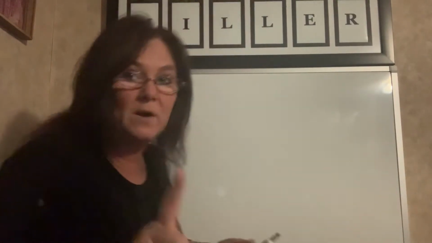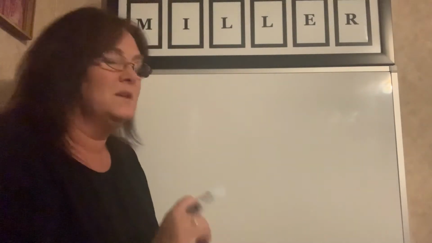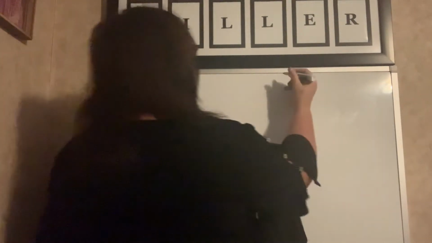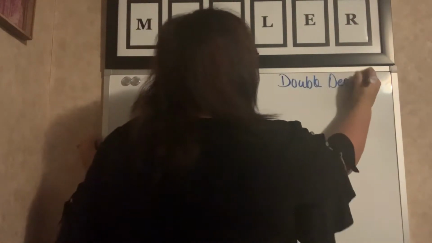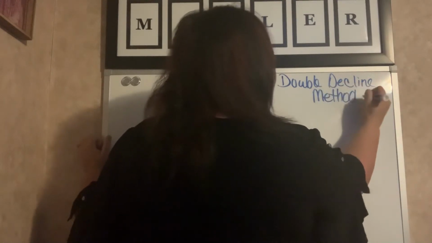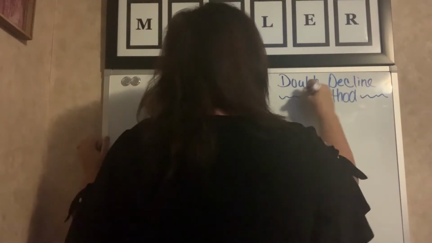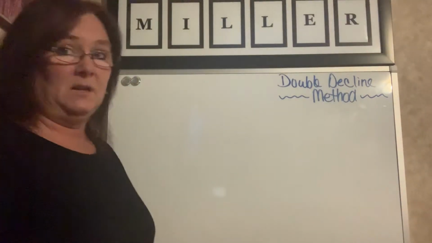Hello again, everybody. On to the third and final method. Again, you would only choose one of these methods, but I'm showing you all three of them. Notice I've erased all the information for this last one. This last one is called double decline, and you would have read about all three methods in your chapter 10.